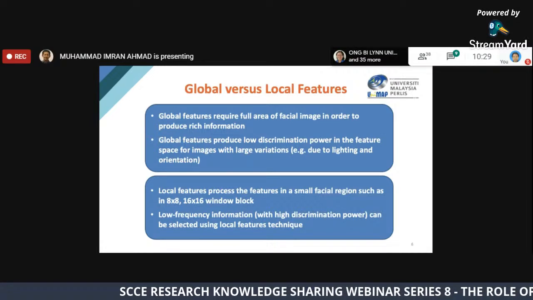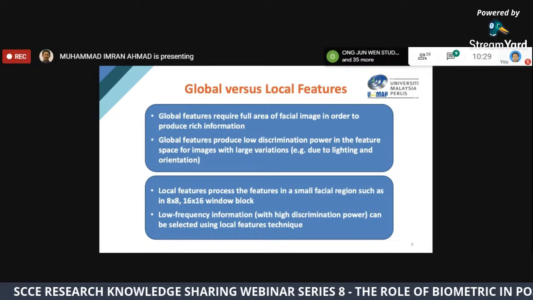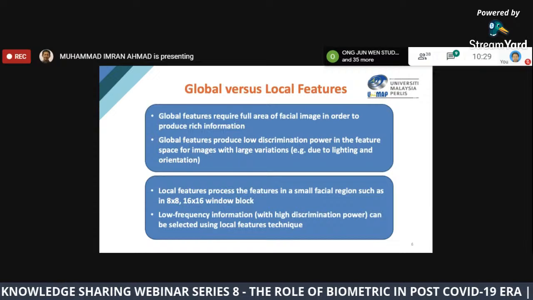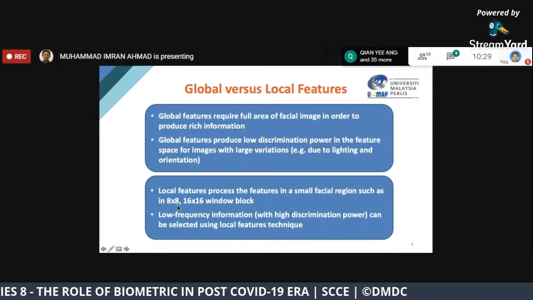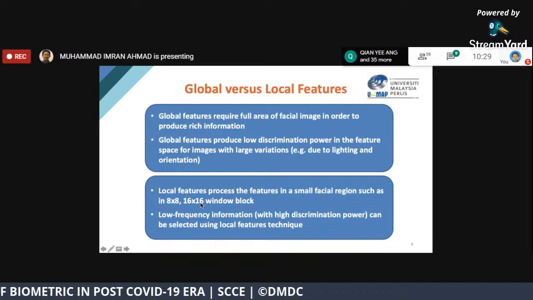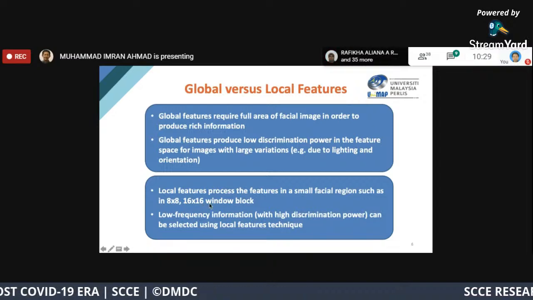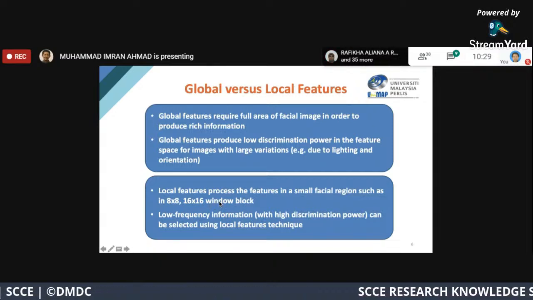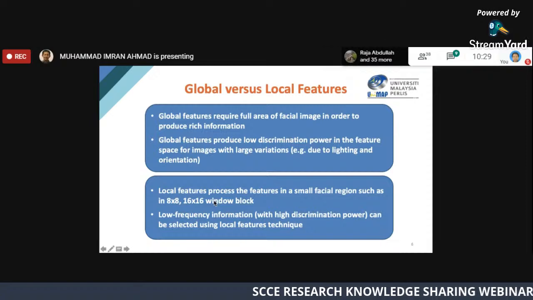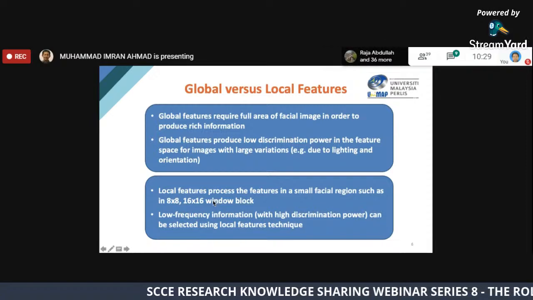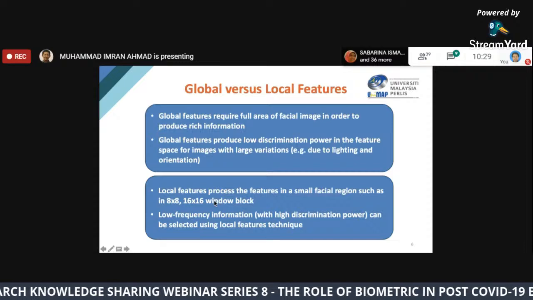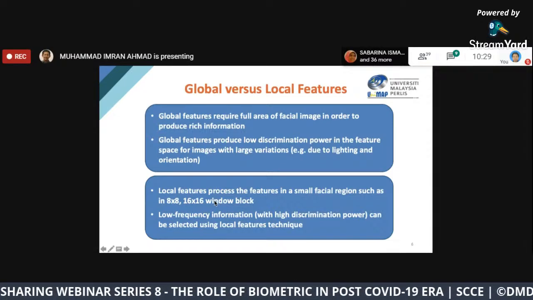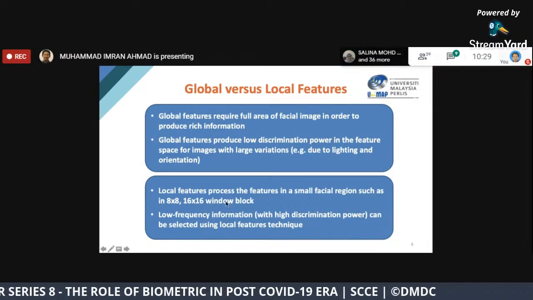So we can process this area by using a small block window. For example, we can create a window 8 by 8, or we can create a window 16 by 16. But sometimes other researchers use a larger window size, 32 by 32. So when you process the image using a smaller window, we call it local features.